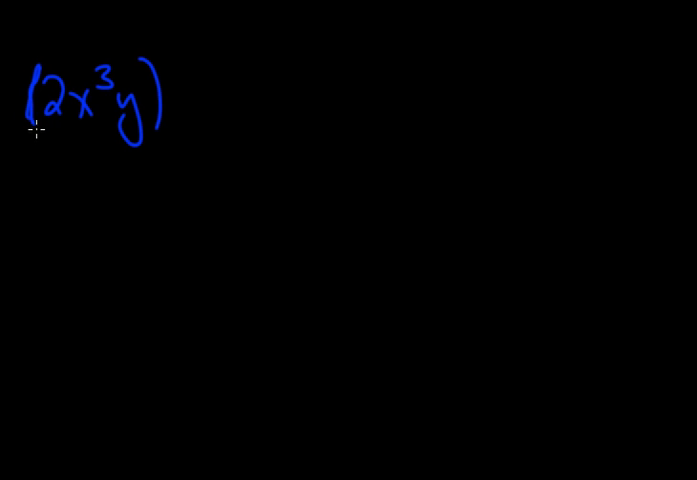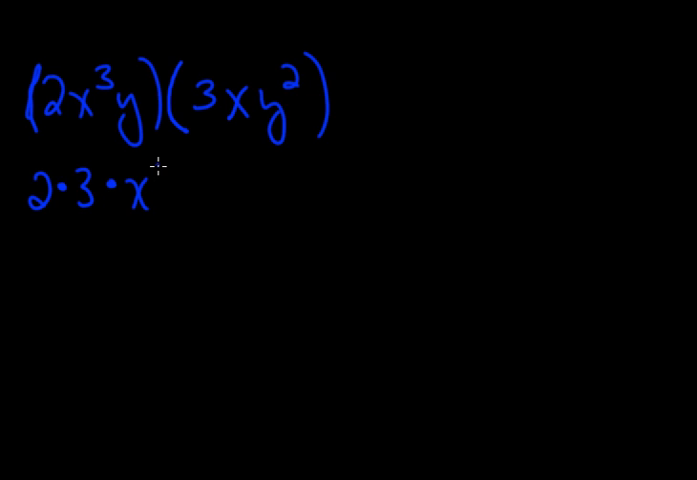Put it in parentheses so we can see it. And then my second monomial is going to be 3x y squared. So I'll rewrite it. I'll put my coefficients first. So 2 times 3. I'll next do all my x's. X cubed times x. Remember there's an invisible 1 hanging there. Now I'll do my y's. Y to the first times y squared.